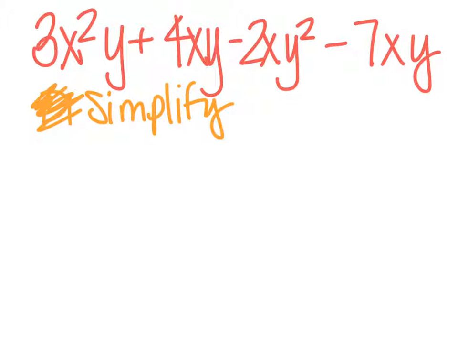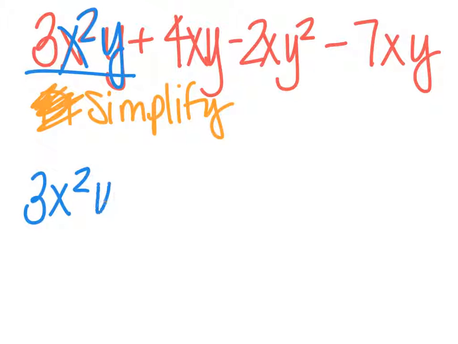So again, we are simplifying this expression. Simplifying means we're combining our like terms. Now this one's a little more complicated because it has a lot of x's and y's, so you've got to pay really close attention. So this first one has x squared y. There's nothing else that has x squared y, so this is its own term. So it's going to be part of our answer.